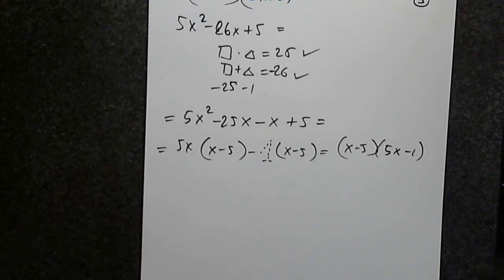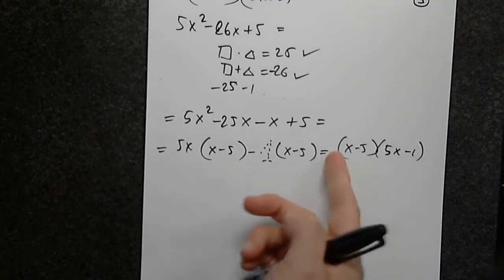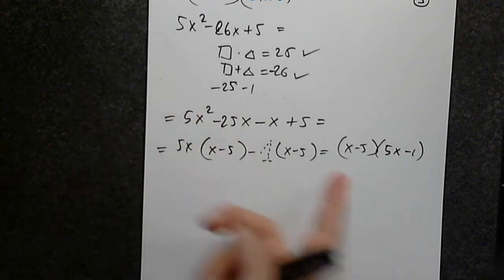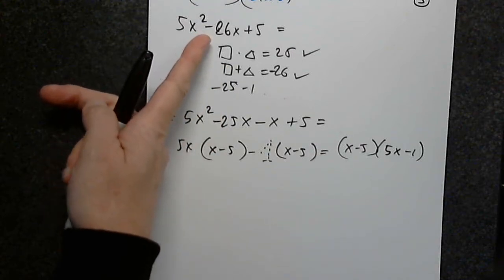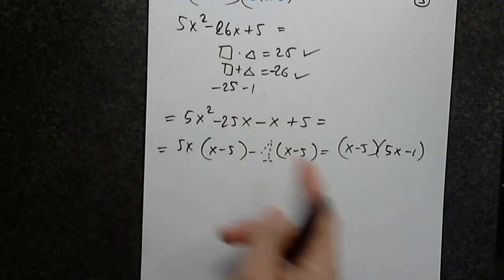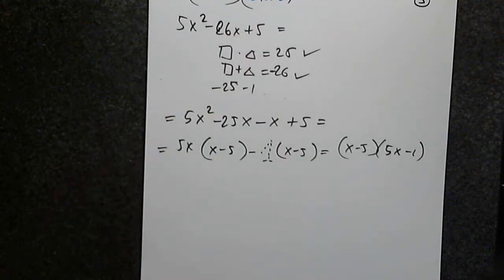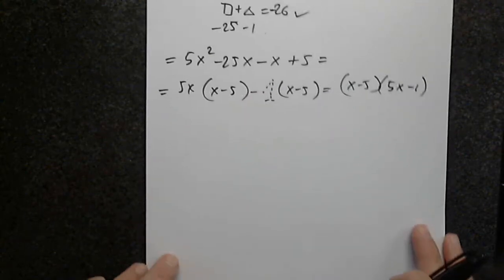Do you need anyone to tell you whether this is correct or not? No, you're just going to FOIL in 3 seconds and you'll verify that this is true, right? 5x squared, yes. Minus 25x minus 1x, minus 26x. Negative 1 times negative 5 is positive 5. Yes? Okay.